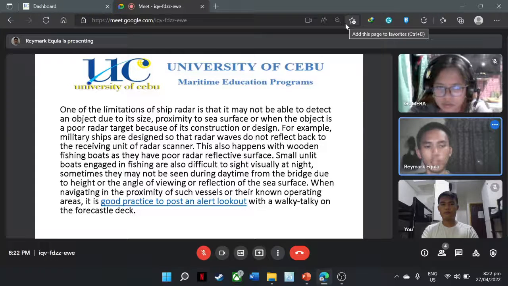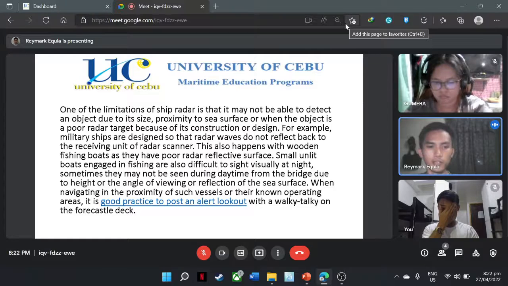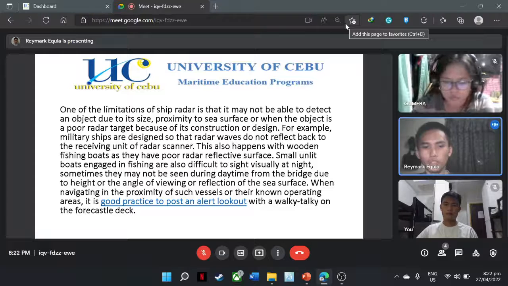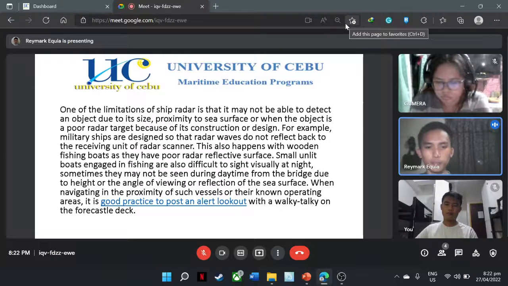One of the limitations of ship radar is that it may not be able to detect an object due to its size, proximity to sea surface, or when the object is a poor radar target because of its construction or design. For example, military ships are designed so that radar waves do not reflect back to the receiving unit of the radar scanner. This also happens with wooden fishing boats as they have poor radar reflective surface.